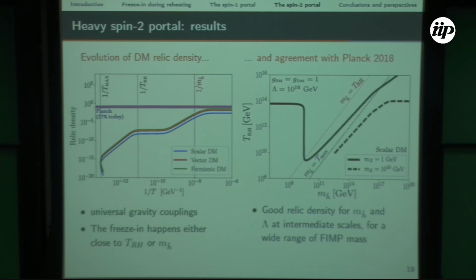So if the mass of the mediator is close to the reheating scale, we have a huge enhancement in the production rate, and then the reheating temperature needs to be sharply lowered so as to not overproduce the FIMPs. Here we have the heavy regime and also the graviton regime when the mediator is much heavier. Of course, we can break this. We need to break this parameter space here to not be so heavy. So we see that we also have good relic density for reasonable values of reheating and the mass of this particle, this heavy spin-2 field, in intermediate scales.